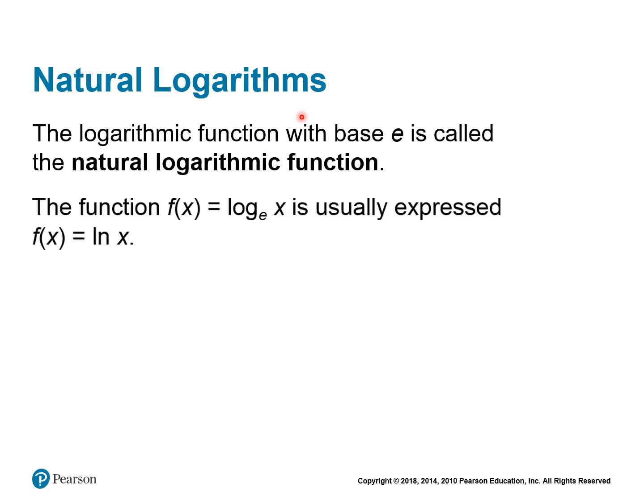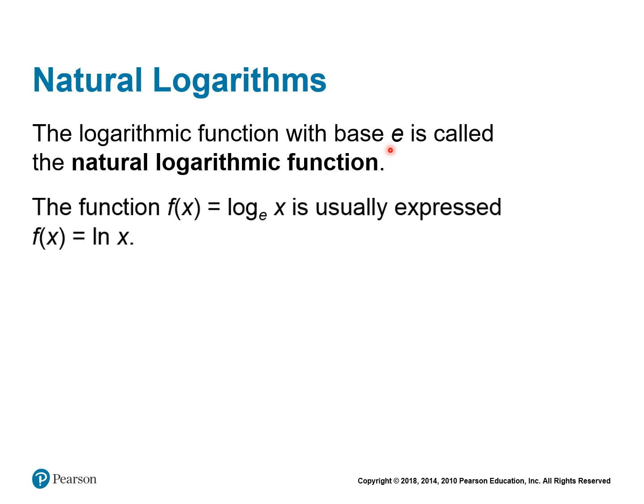Natural logarithms have a base e and they are called the natural logarithmic functions. Now keep in mind that e is a number. E is a constant value. It is an irrational number with an interminable set of decimal places. However, we can round it to the second decimal place as 2.72.